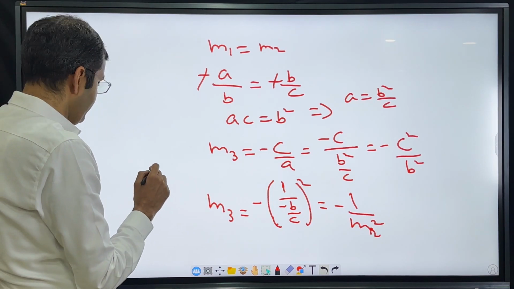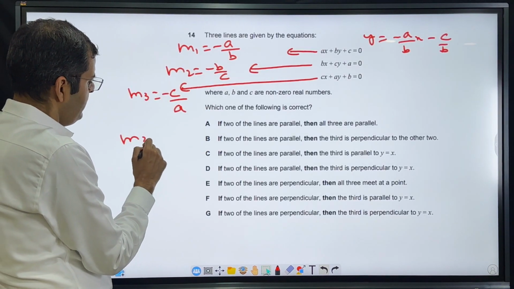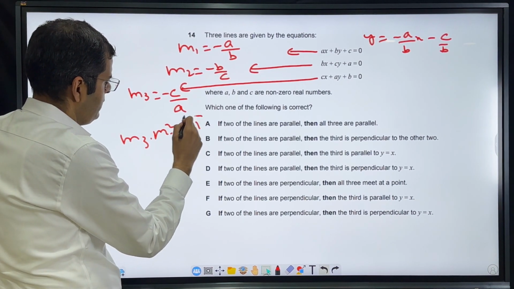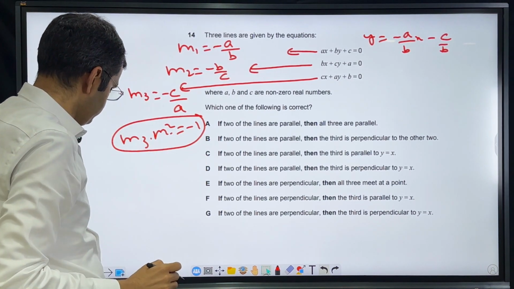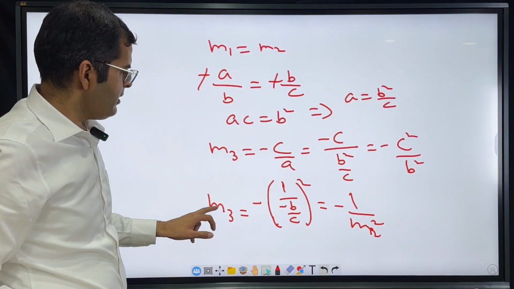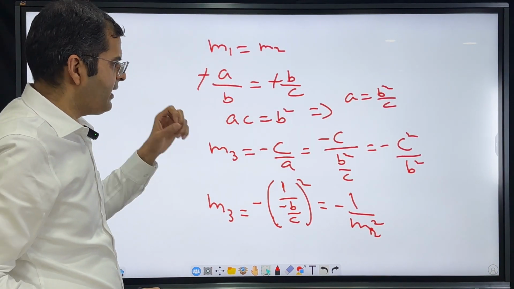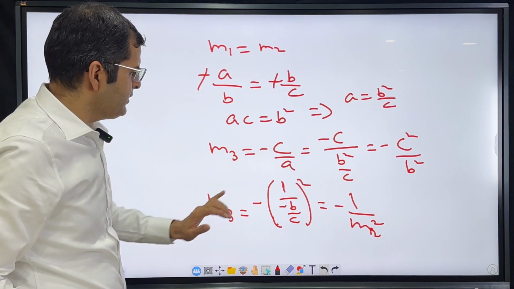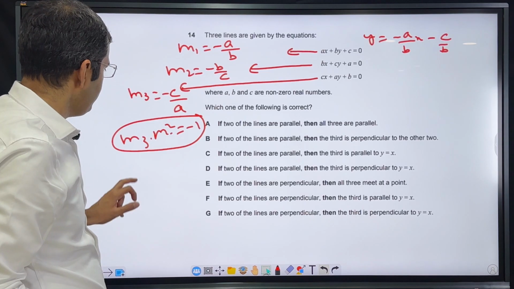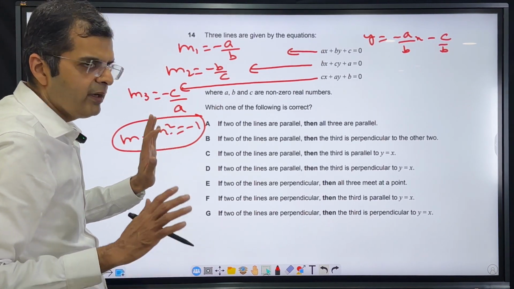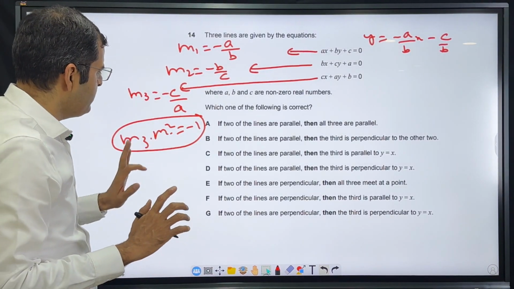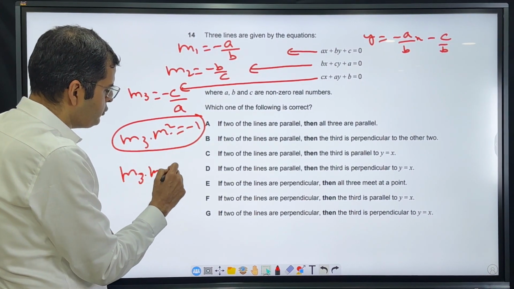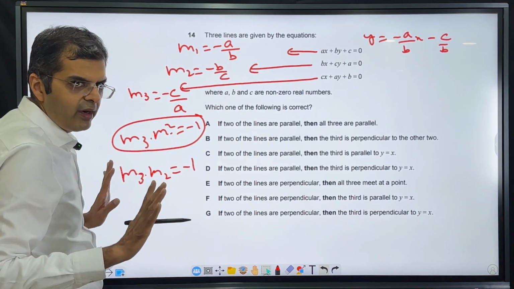So I can conclude that if they are parallel, m3 into m2 square is minus 1. If m1 and m2 are parallel, that means line 1 and line 2 are parallel, then m3 is equal to minus 1 upon m2 square. But this is not the condition for perpendicularity. The perpendicularity condition is m3 into m2 should be equal to minus 1, not m2 square.